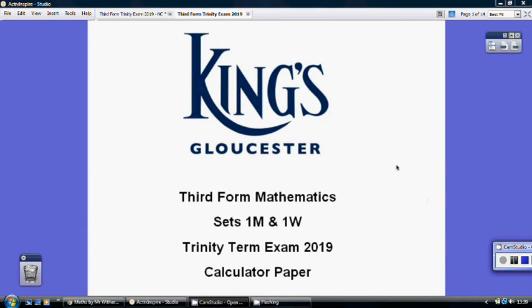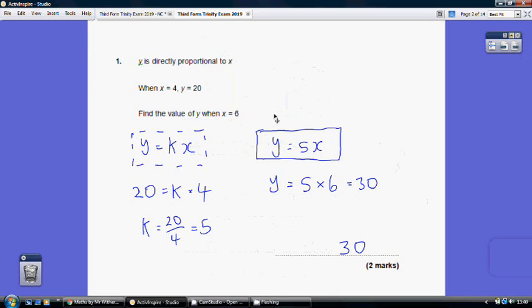This is the third form 2019 Trinity exam calculator paper. Question 1. So we're told that y is directly proportional to x.